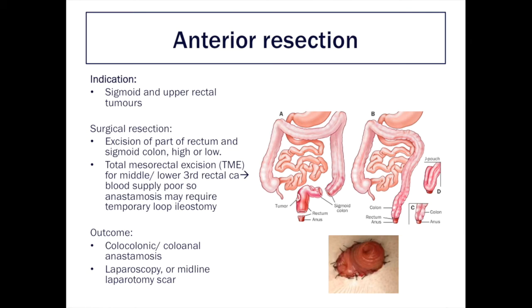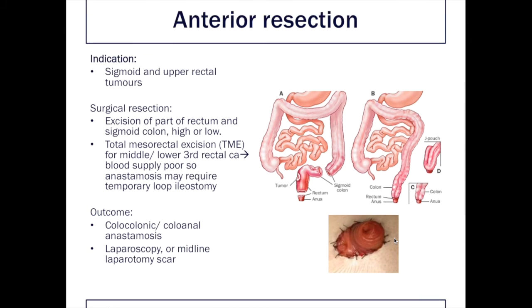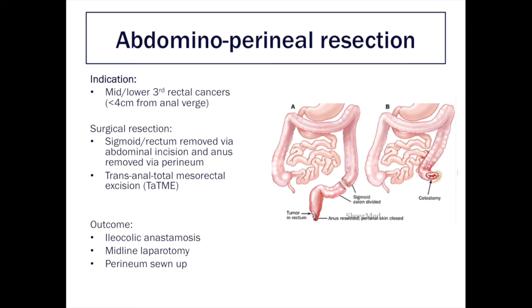An anterior resection and rejoining of the bowel can be performed up to about 4 to 5 centimeters from the anal verge because the anal sphincter has been preserved. If the lesion is any lower than this, an abdomino-perineal resection will be required. The top part of the sigmoid and rectum are removed in a similar TME fashion via the abdomen, and the perineum is sutured up as the anus is removed. So a colostomy bag will need to be formed, and this will be a permanent single lumen end colostomy, usually in the left iliac fossa.